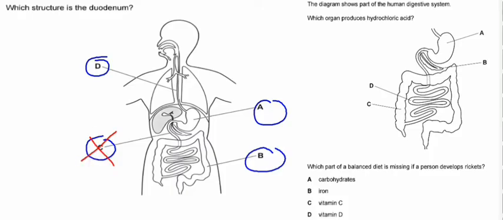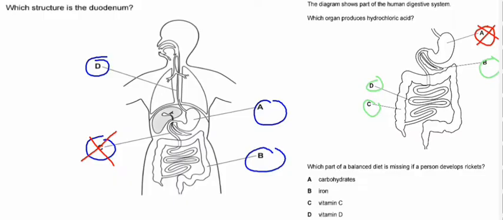Then the next one. The diagram shows part of the human digestive system. Which organ produces hydrochloric acid? The hydrochloric acid is produced by the stomach, which is represented by A. So the answer here is A. Structure B is called the pancreas, structure D is called the small intestine, and structure C is called the large intestine.